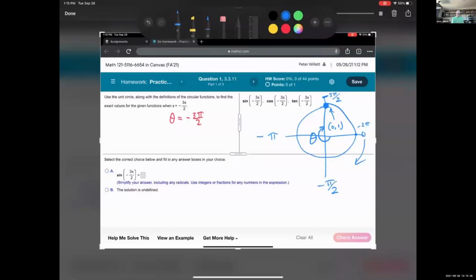And so I would then give the y value of that point for the sine, and that will be 1. The cosine is the x value, so the cosine would be 0. And the tangent is sine divided by cosine, so the tangent would be the 1 value divided by 0. But you may recall that dividing by 0 doesn't work, so we would say that that's undefined.